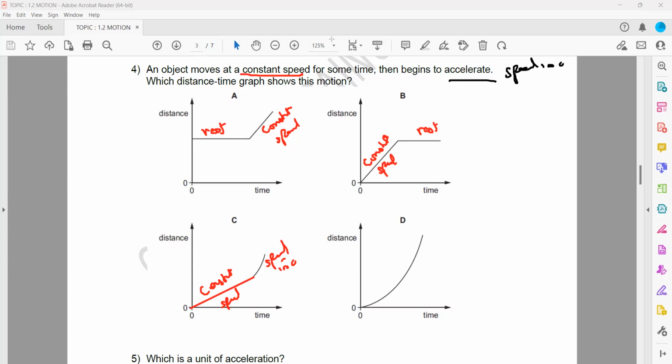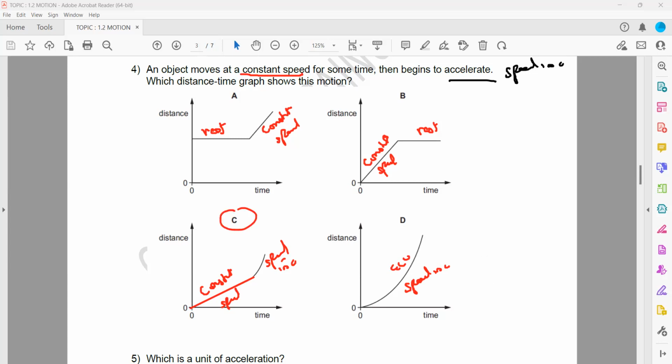What about D? Why is D not the right answer? Because for D, the speed is increasing continuously, or the object is accelerating continuously. Like it was not moving at a constant speed, it just accelerates. So option C is the right answer.